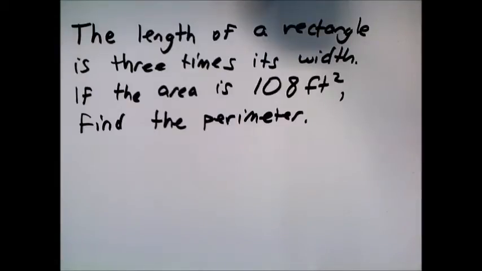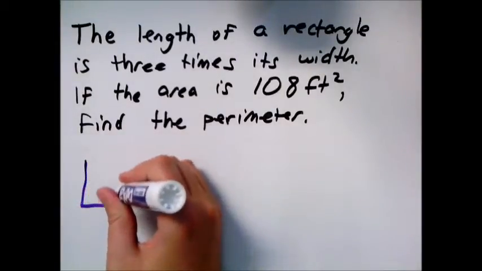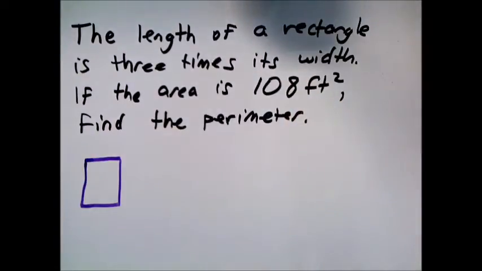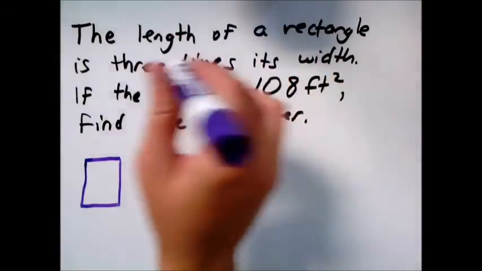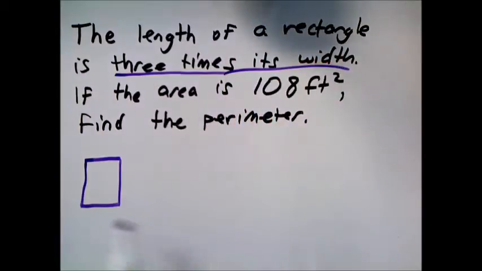So first off, anytime they talk about a shape, if it's at all possible, draw the shape. It's kind of like a picture's worth 1,000 words sort of thing. I can take this whole 2 sentences here and just label everything I need probably on this picture. So they tell me the length is 3 times the width. So I don't know the length or the width.